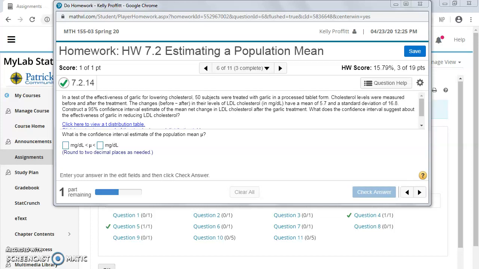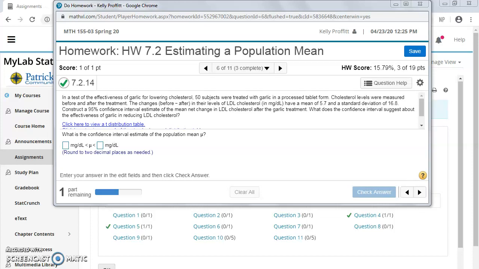Hey guys, I had a question about section 7.2, problem number 6 on the homework. It says, in a test of the effectiveness of garlic for lowering cholesterol, 50 subjects were treated with garlic in a processed tablet form. Cholesterol levels were measured before and after the treatment.